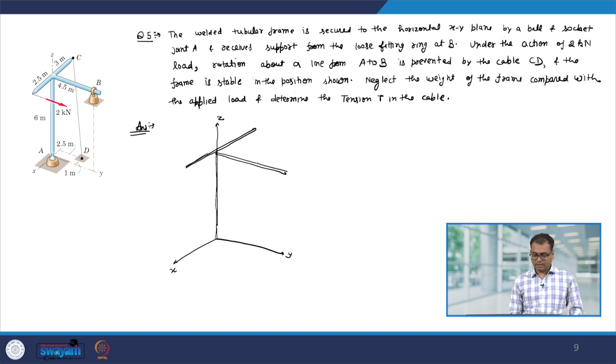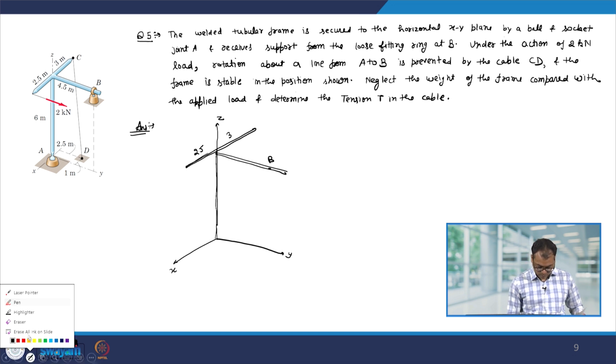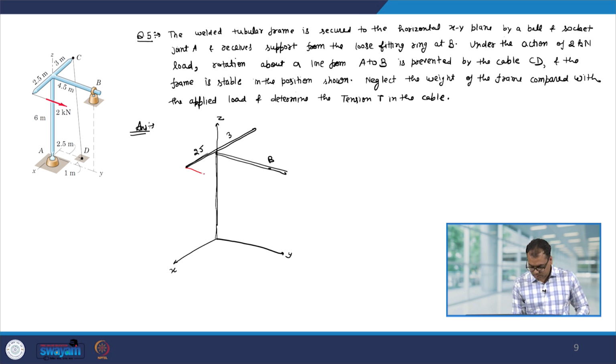So, this is the frame that we have. Now, at point B, we have a weight, and this length is 3 meter, this is 2.5 meter. At this point, we have a force. So, this force is parallel to the y axis. So, this is the force F equal to 2 kilonewton.